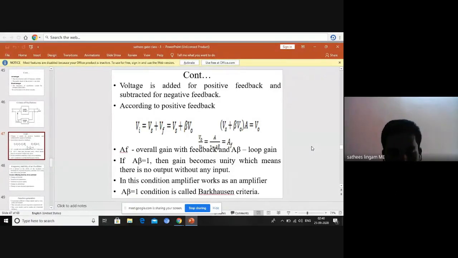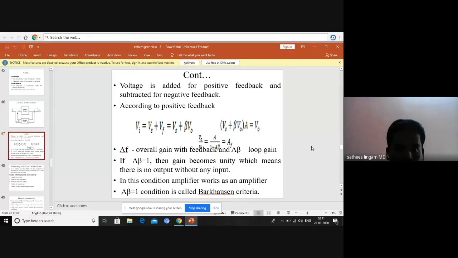The Barkhausen criteria: they may ask whether Aβ is equal to 1, Aβ less than or equal to 1, or Aβ greater than or equal to 1. Likewise, your answer should be Aβ equal to 1, the Barkhausen criteria. Okay, this is the standard criteria which we are using in our oscillator circuitry.